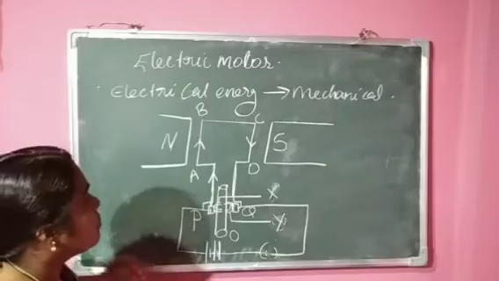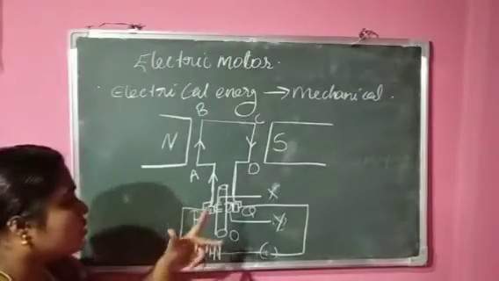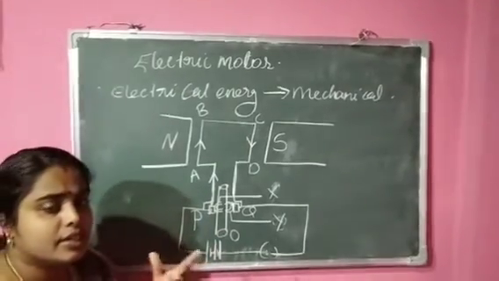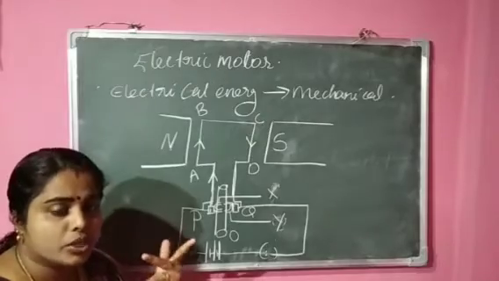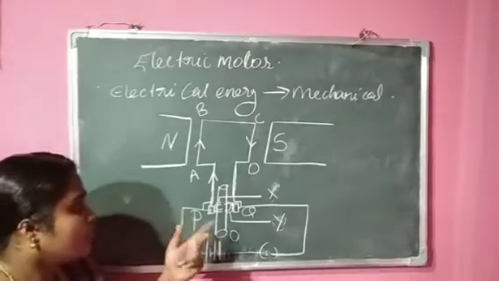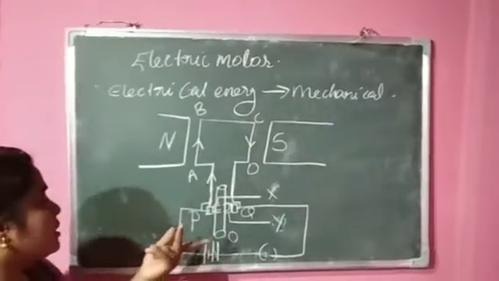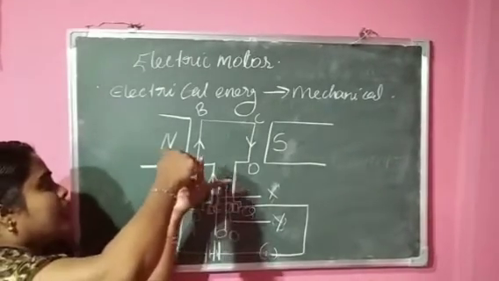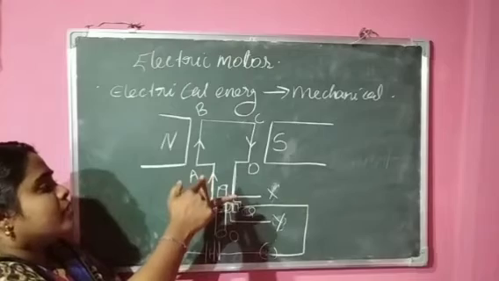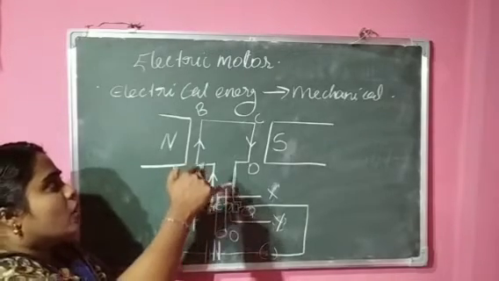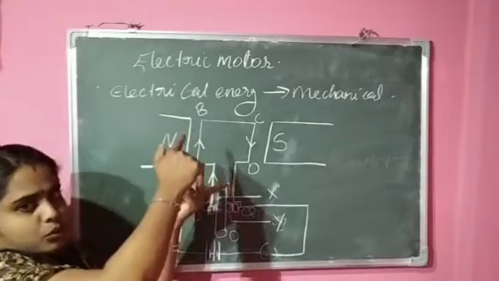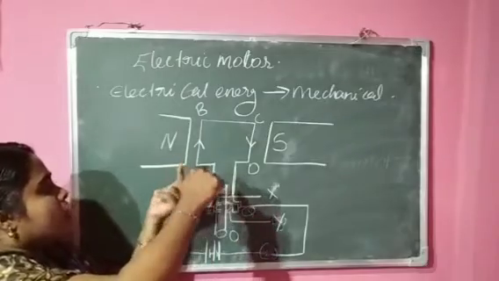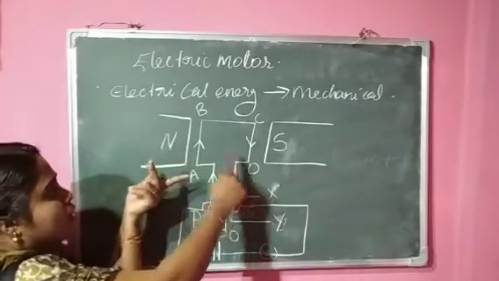According to Fleming's left hand rule, what we learned? Stretch our forefinger, center finger and thumb mutually perpendicular. So here when I place like this, what can we understand here? Here the direction of current is A to B. So the center finger indicates the direction of current is A to B. Then the direction of magnetic field is north to south.